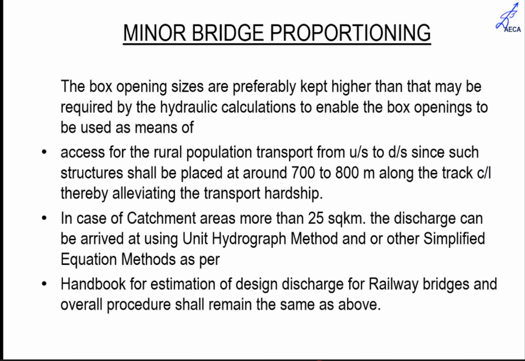This is because many times these bridges are also used for transport by the local rural population, and these structures are also kept at around 700 to 800 meter intervals along the center line of the track formation to alleviate the transport hardship. Also, basically all we are dealing with is smaller catchments. So these bridges are basically covering all those contributions from various different kinds of smaller catchments.